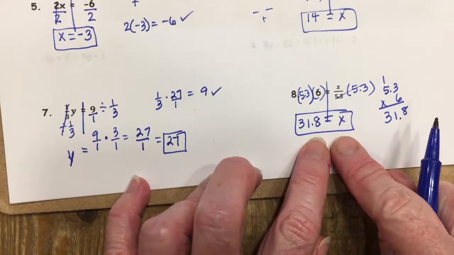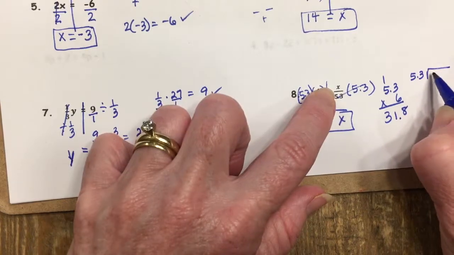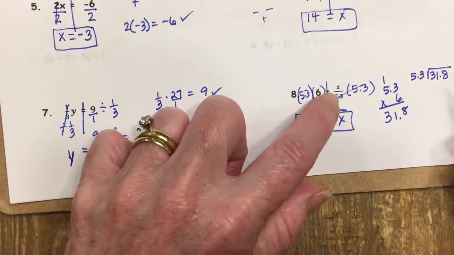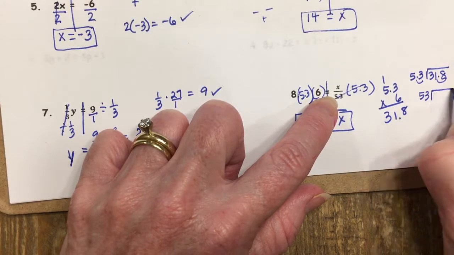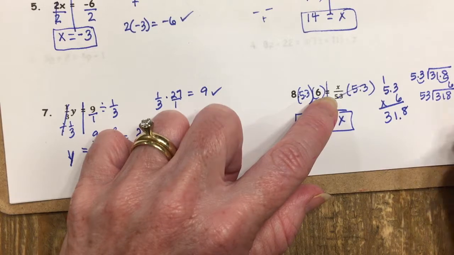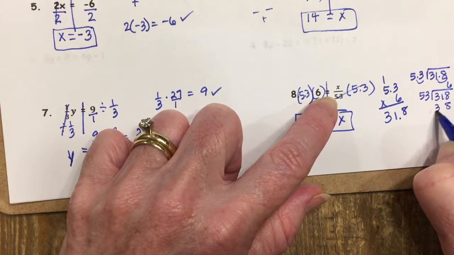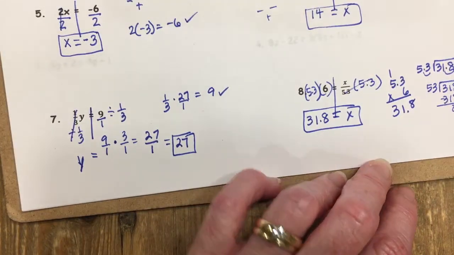And again, you can check this if you want to divide 5.3 into 31.8, top in, bottom out. That's what this would be. Okay, move your decimal over. Move your decimal over. Is 53 into 318 going to be 6? 6 times 3 is 18. Yeah, then that's what I'm going to get. Okay, so my answer is 6. So this is the correct answer.